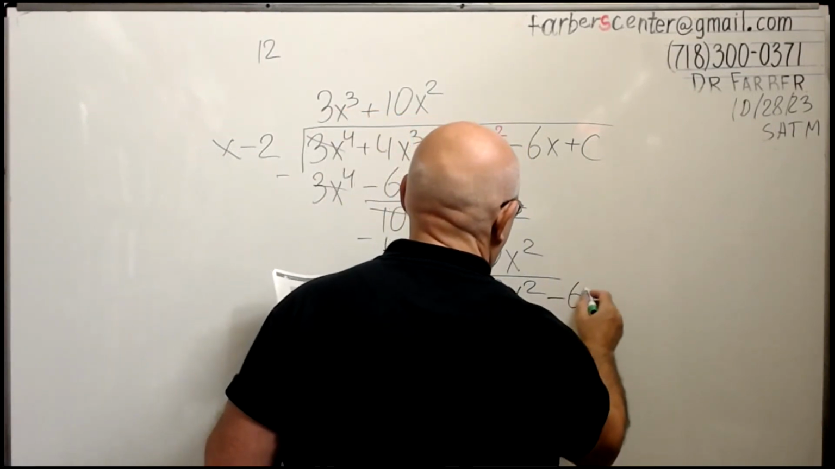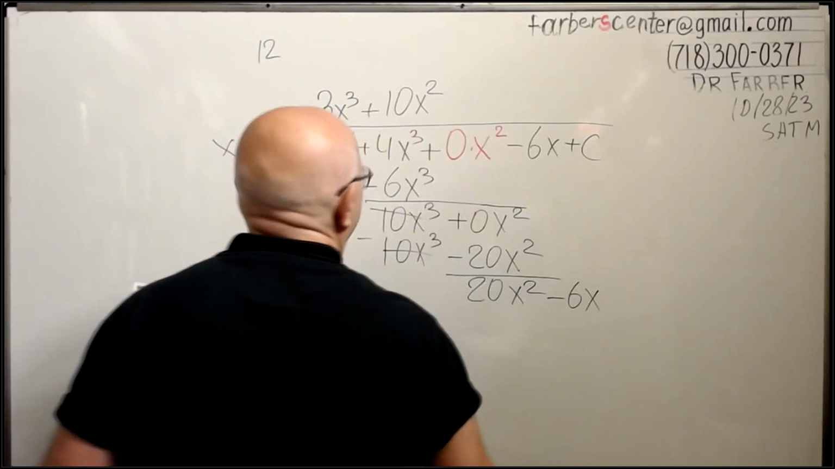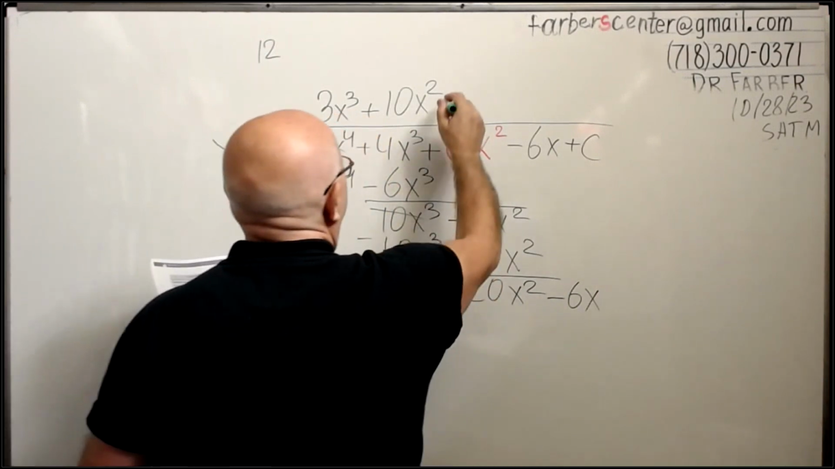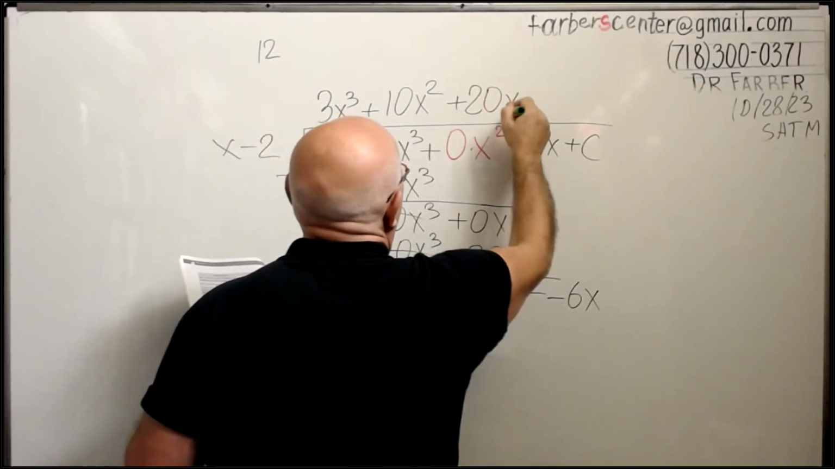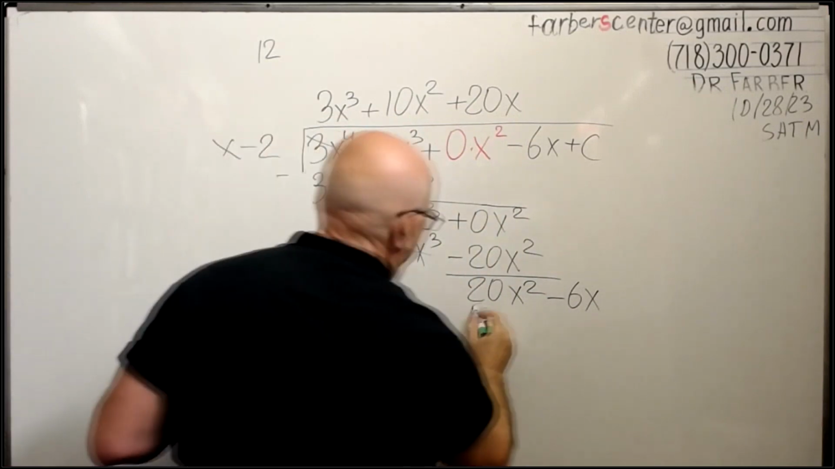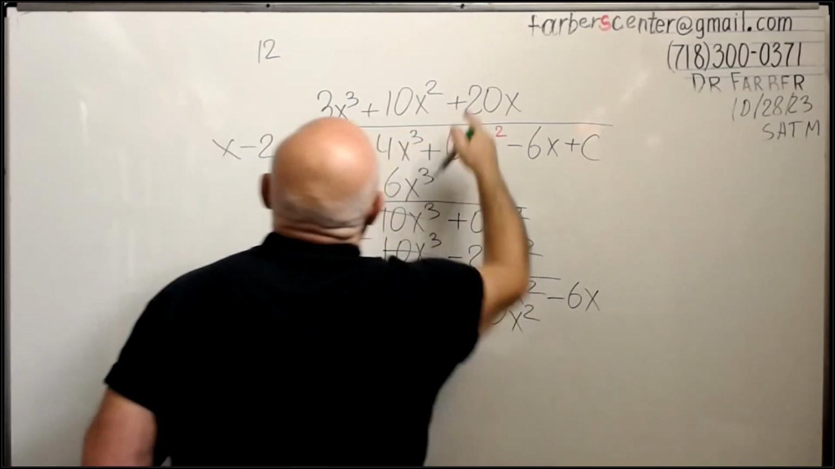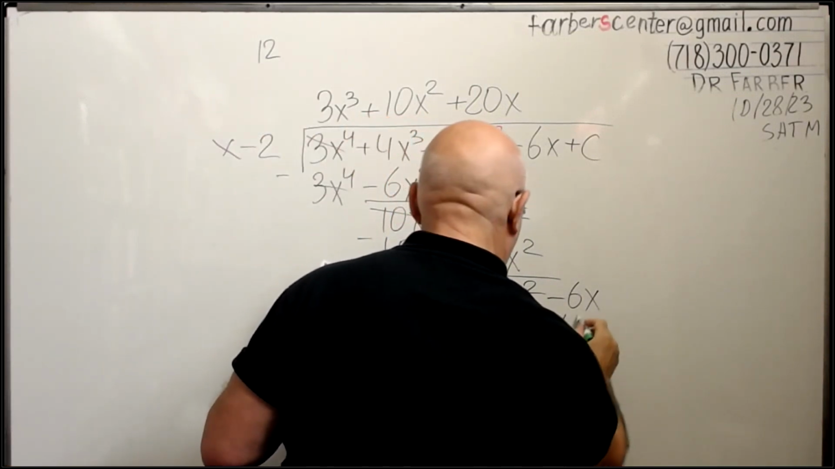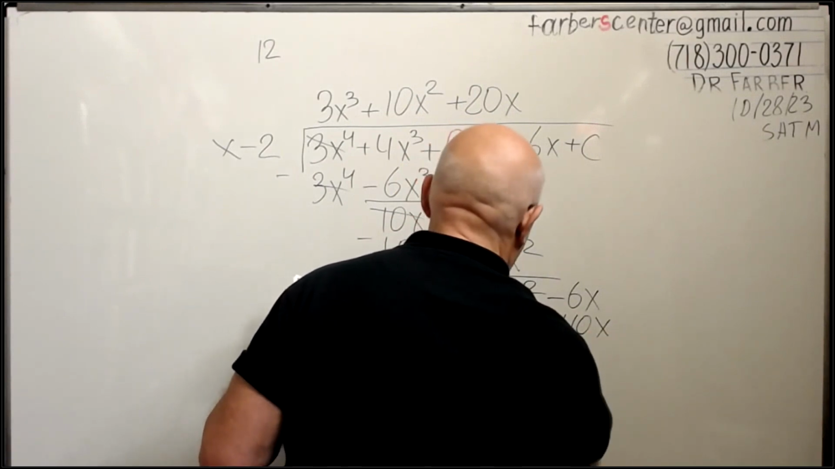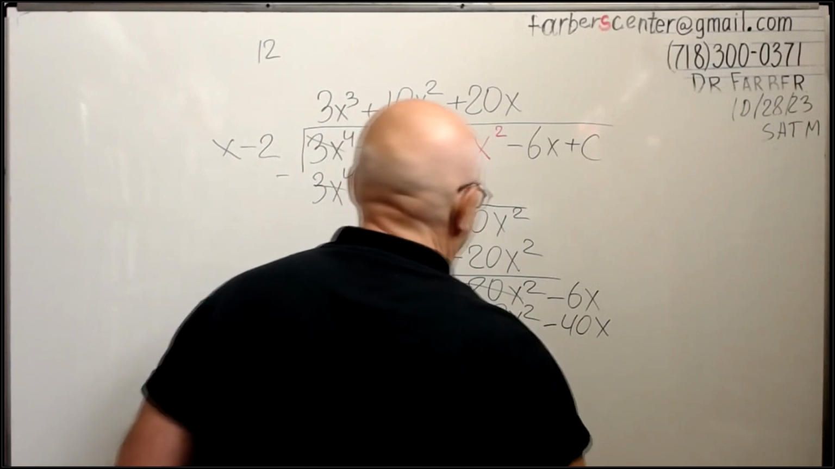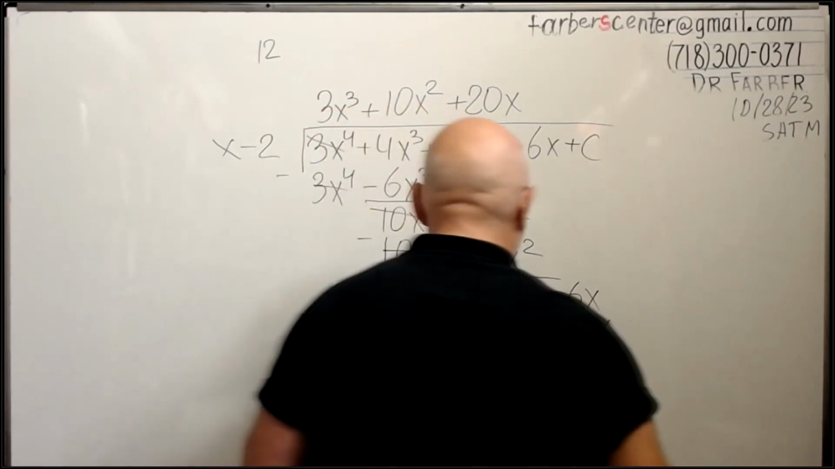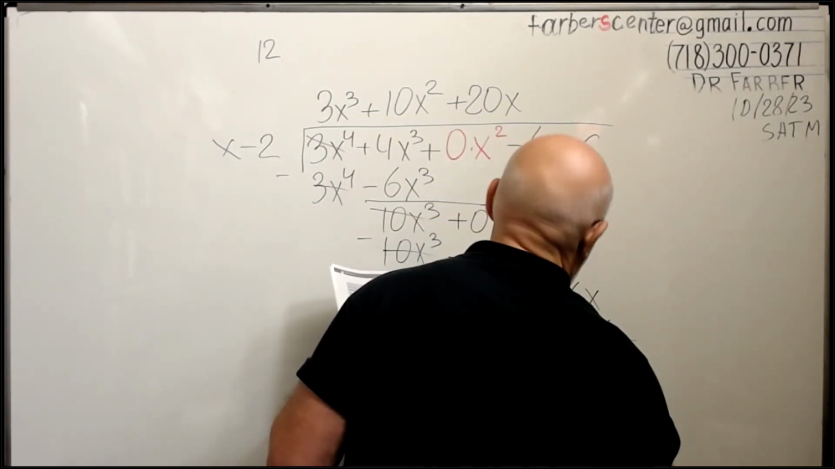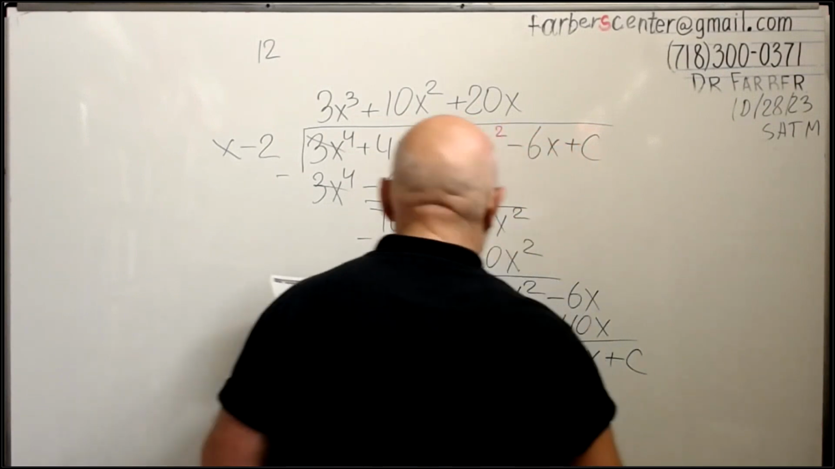Minus 6x. So this is x. And next supposed to be plus 20x. Why? Because 20x times x, 20x to the second. 20x times negative 2 is negative 40x. You subtract, cancel out. Minus minus give you plus, it would be negative 6 plus 40. Okay, it would be what? 34x's. Plus c. Bring down.